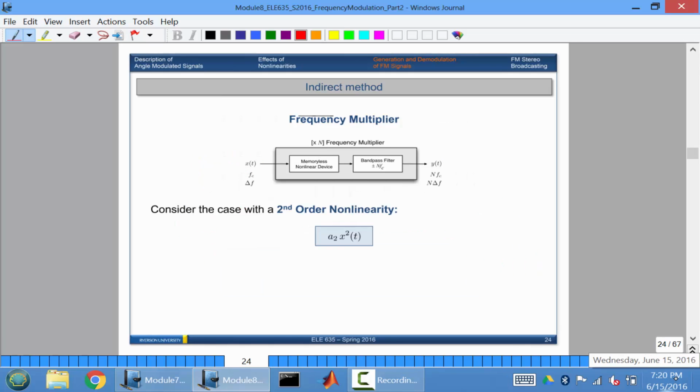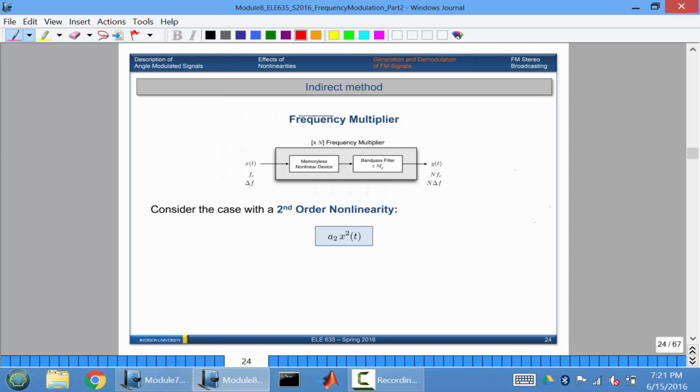Okay, so let's take a look at second order for now. Let's actually take a look at what happens if the operation was squared. So the output in this case is where you are applying a squared term to it.